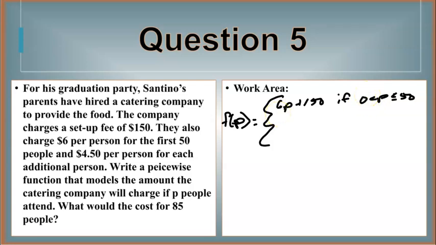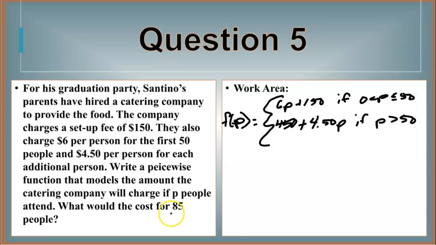Now anything after 50, it's going to be $4.50. So I have to take that in consideration. So for 50 people, that's 6 times 50, that's 300, plus the $150 startup fee is 450. So we know it's going to be 450 plus then $4.50 per person afterwards if p is going to be greater than 50. So now that's my piecewise function.